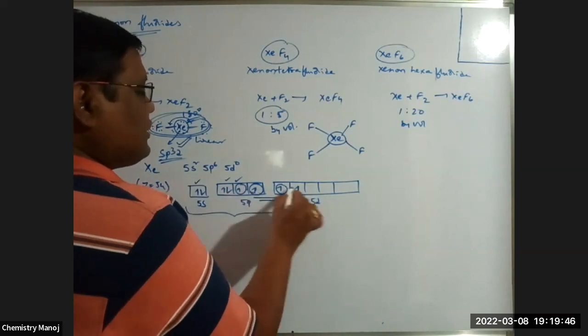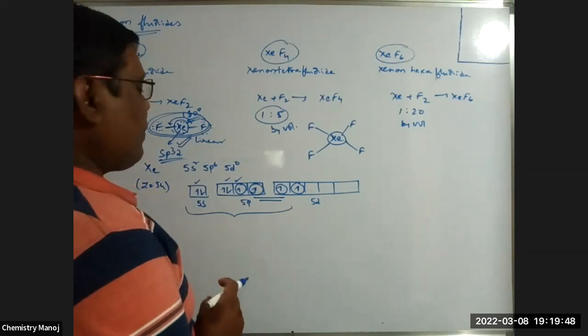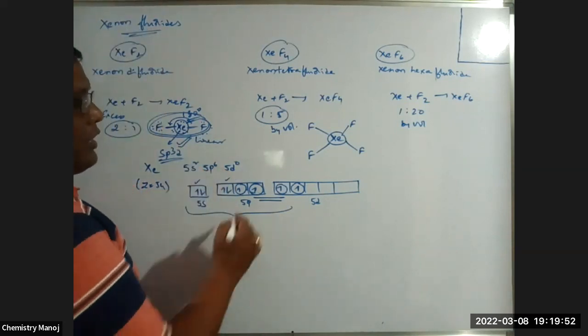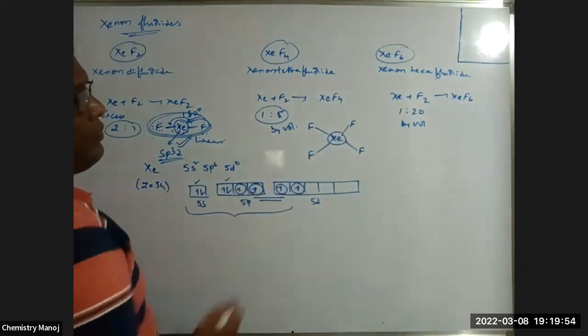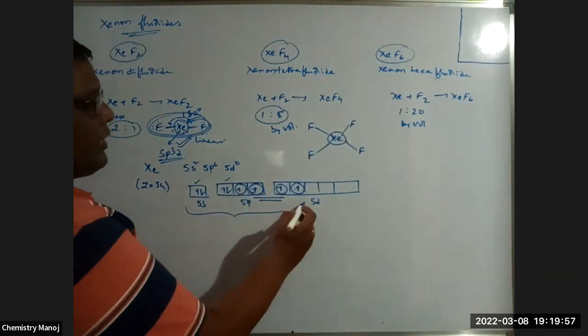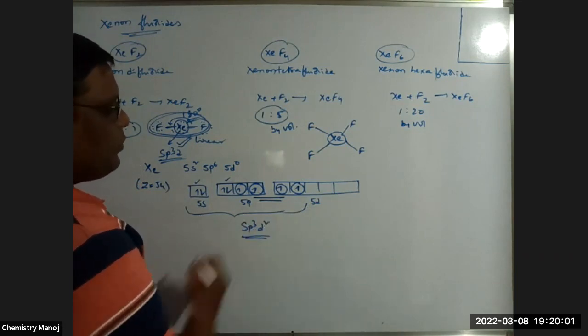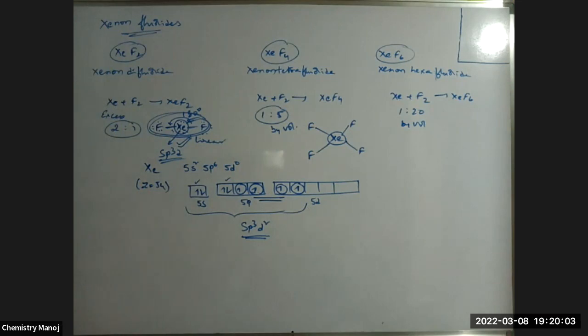Now how many unpaired electrons? 4 unpaired electrons. These 4 unpaired electrons can form bonds with 4 fluorine atoms. Here the hybridization is sp3d2. Is this the first excited state or the second excited state? Second excited state.